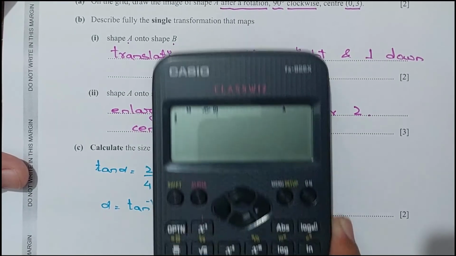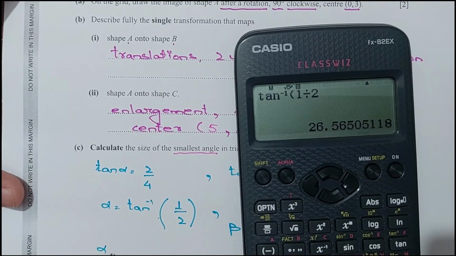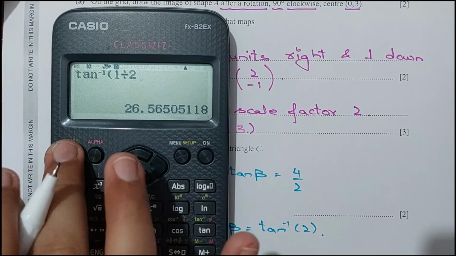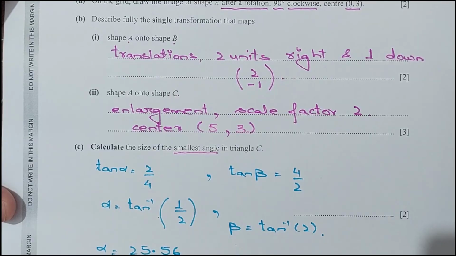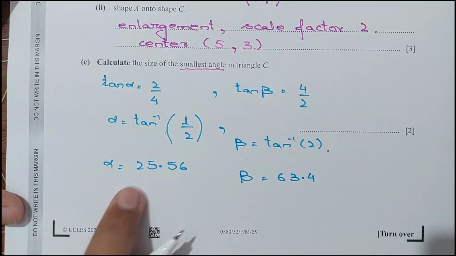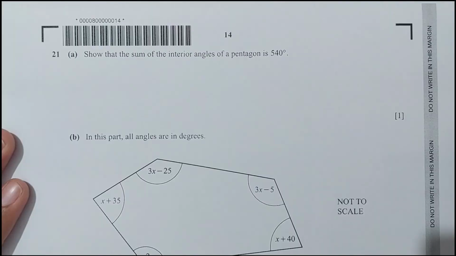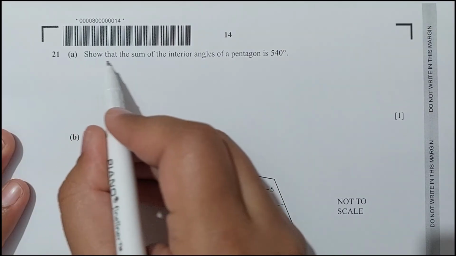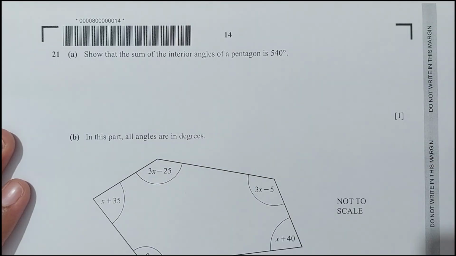Okay, tangent inverse of half is 25.56 and tangent inverse of 2 is 63.4. So which one is the smallest angle? Obviously this angle is 90 and this angle is 63, this angle is 25, so the smallest possible angle is 25.6.